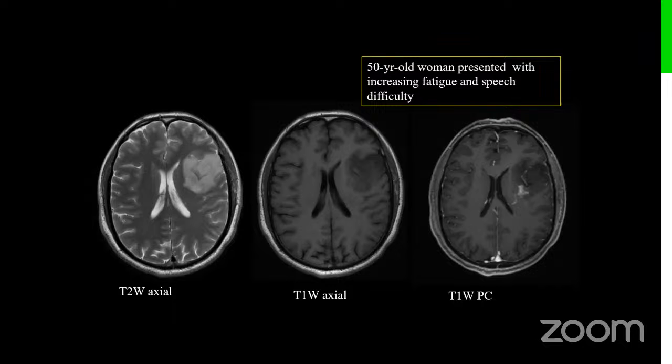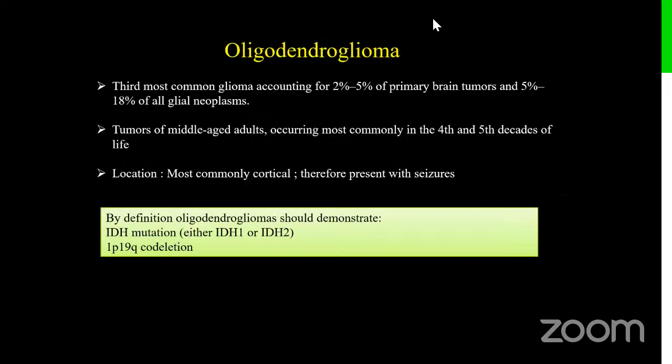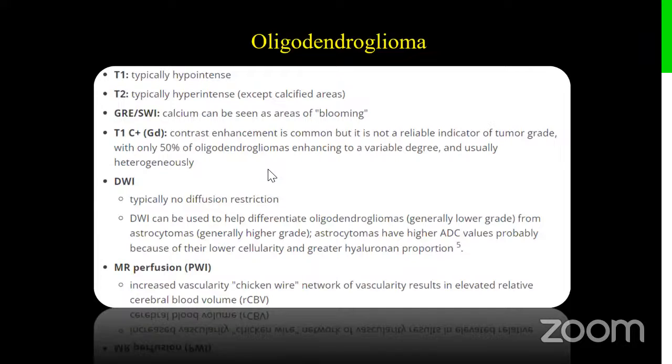So I can see, yes, so Dr. Shalini has given the correct answer specifically, which is oligodendrogliomas. So third most common gliomas, 2 to 5% of primary brain tumors, and tumors are mainly seen in the middle age group adults. Locations are mostly cortical, therefore they present with seizures. And by definition, now as we know, it is all molecular biology based. IDH mutation, either IDH1 or 2 should be there, and 1p19q co-deletion. That has to be there.